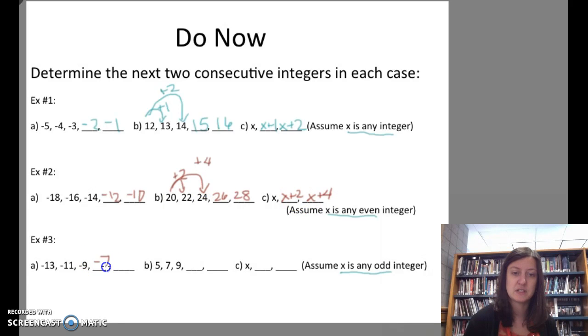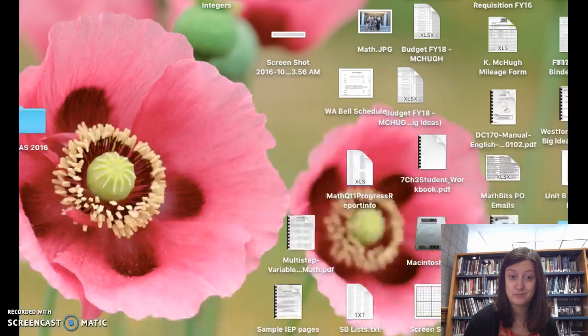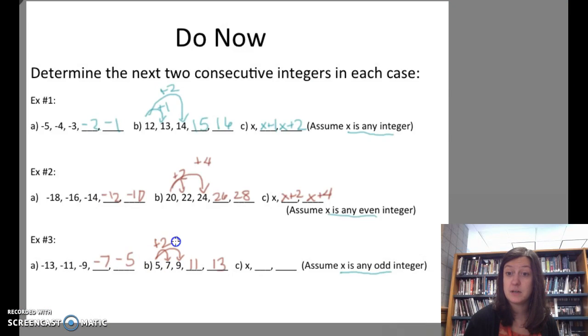This one's going to be -7, -5, 11, 13. So again, what's happening here? This went up by 2. This from 5 to 9 went up by 4. So when we started from an x, any odd number, the next odd number is also 2 away, and then 4 away, because you're still skipping 1, no matter where you start.